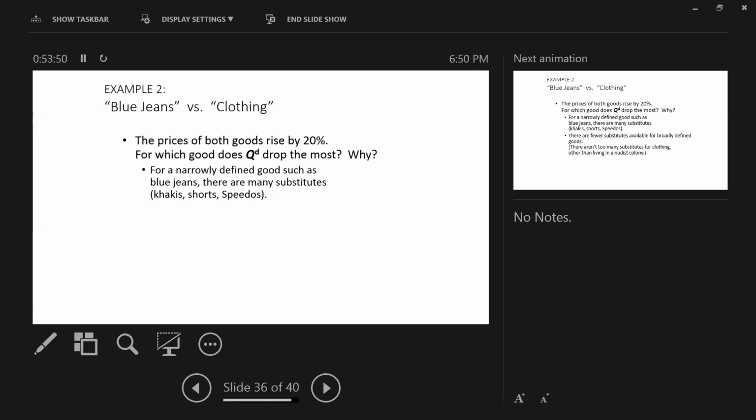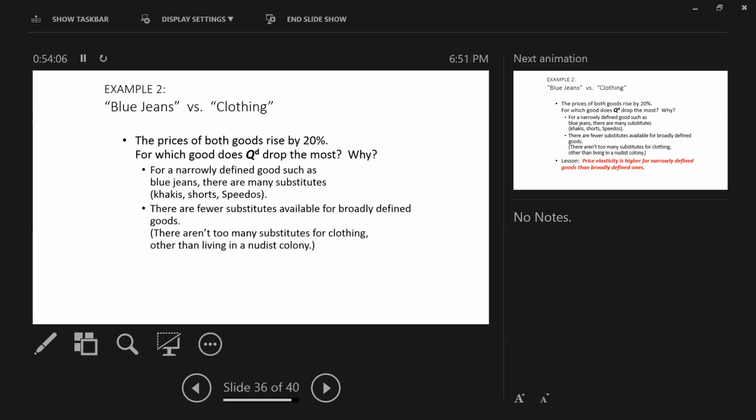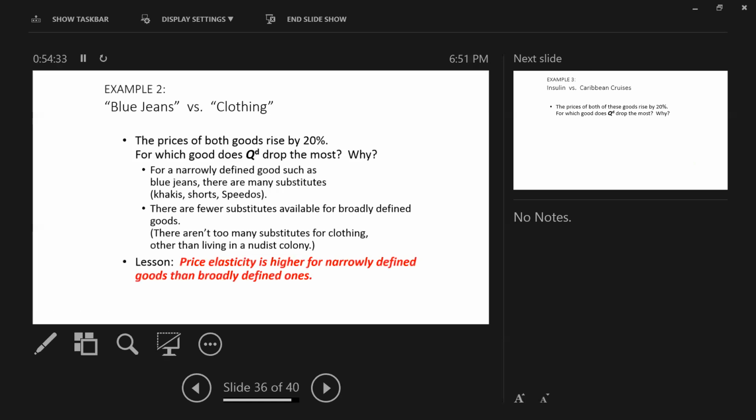You could wear shorts, khakis, corduroys, say Speedos here, probably not a good idea if you want to go anywhere in public. On the other hand, if there are fewer available substitutes because we have really broadly defined the good, for example, like clothes in general, there's not really many other substitutes. You could walk around without clothes. That's pretty much your other option. If the price of clothes goes up, not a lot of substitutes due to the fact that that good has been defined very broadly. So the general lesson here, again, still related to the availability of substitutes, is that the price elasticity is higher for narrowly defined goods than broadly defined ones because the more narrowly we define the good, the more available substitutes we leave as an option based on that good's definition.